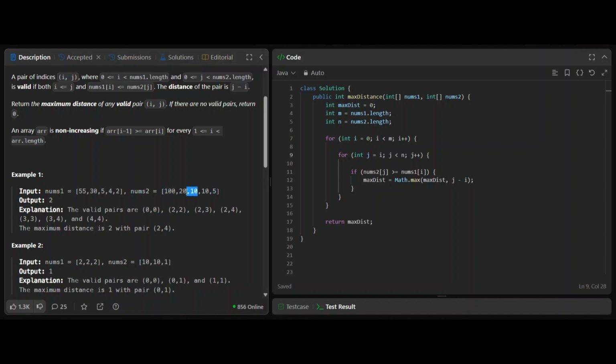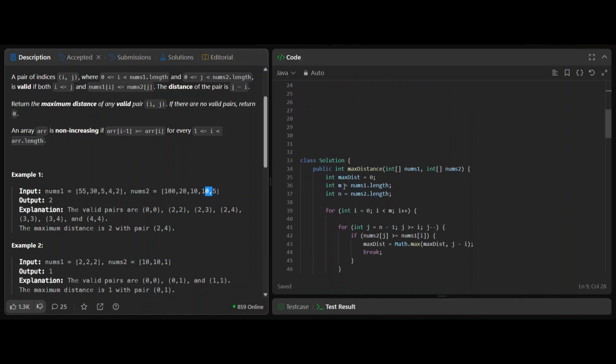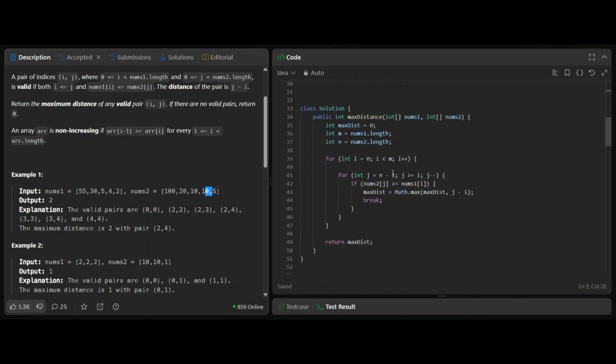There is no need to check further because eventually अगर मैं इसके बाद मुझे यहाँ पे कुछ मिलता भी है, there is no use of it. मेरे को बड़ी distance चाहिए, right? So that's what exactly we are doing in our better code, you can say. By starting from the last, we are going till the I, and we are checking if the number is greater, then just compare the distance and break. No further checking for this particular I, this particular number I. Got it? Is it okay?